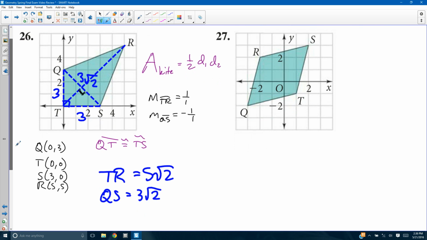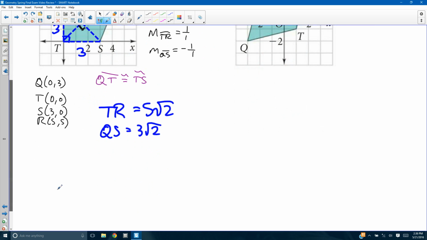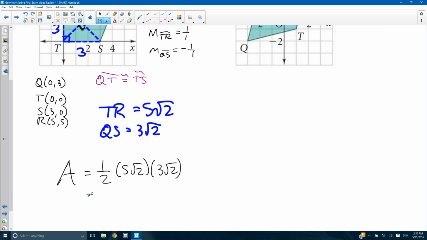So our two diagonals, d1 times d2, are 5 root 2 times 3 root 2, and we're going to take half of that. So our total area will be 1/2 of 5 root 2 times 3 root 2. Now, some people have trouble multiplying these together. See if this helps. 5 times 3, 15. Root 2 times root 2, 2. Half of 2 is 1, so your area is 15 square units. And that's the area of your kite.